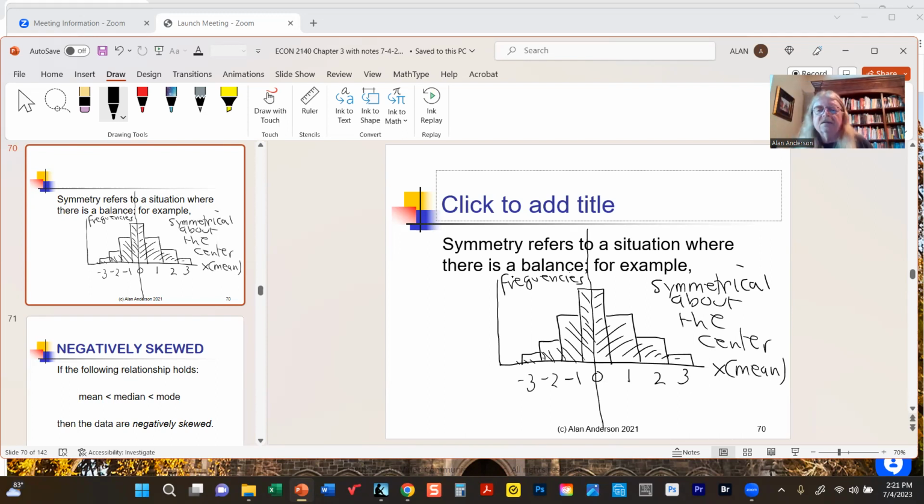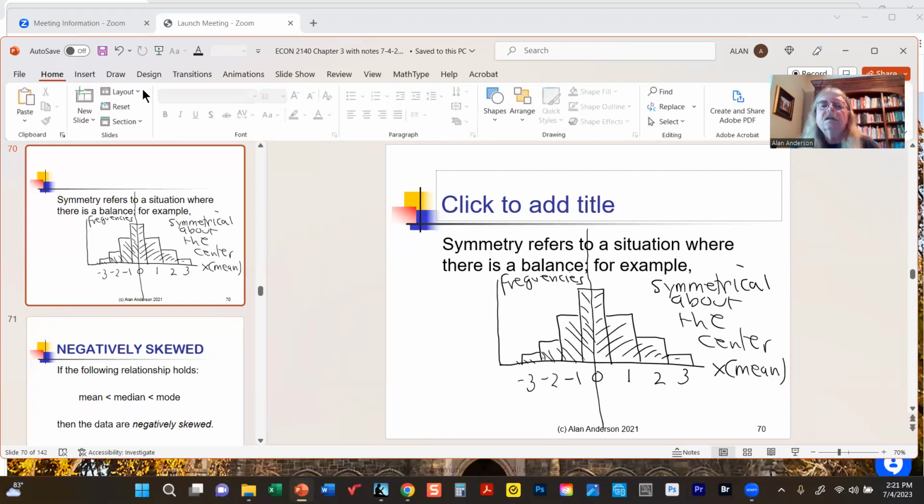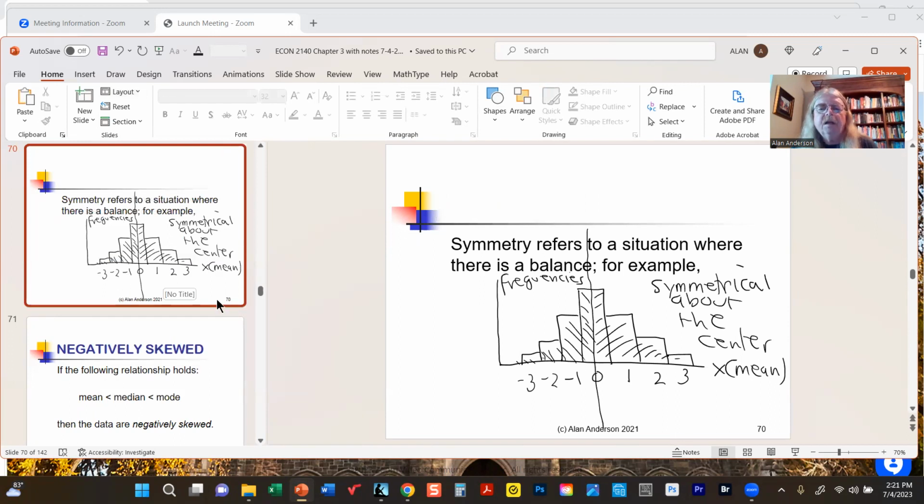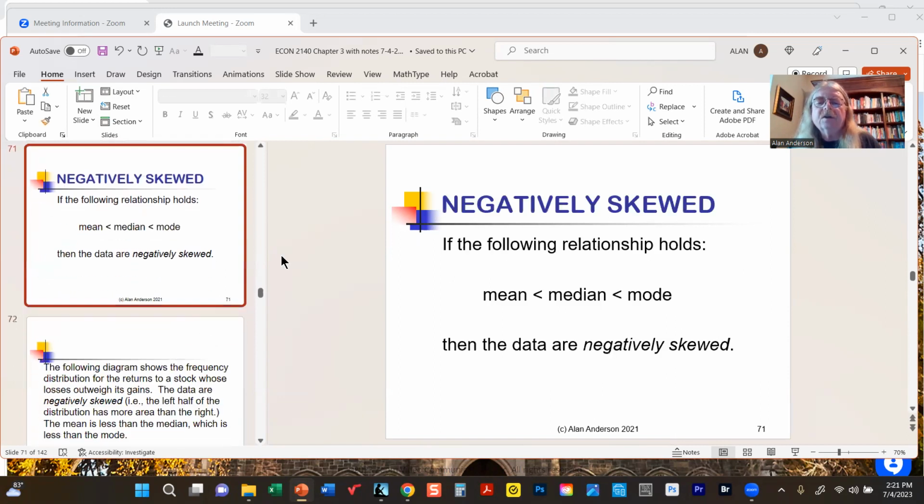The other two cases, skewness, means it's not symmetrical, but the way in which it's not symmetrical is important. Okay, so let's take a look at these graphs and we'll see what this is all about. So negatively skewed occurs when the mean is less than the median, which in turn is less than the mode. Now, this often results when you have a data set where you have a handful of very, very small or negative observations.